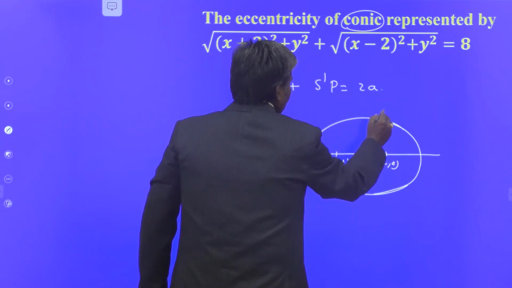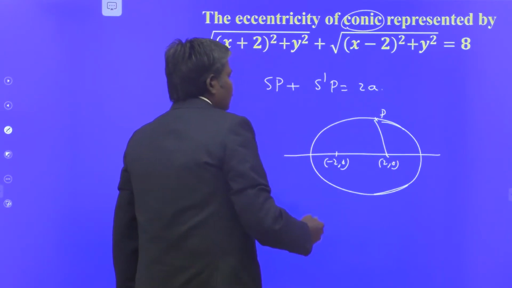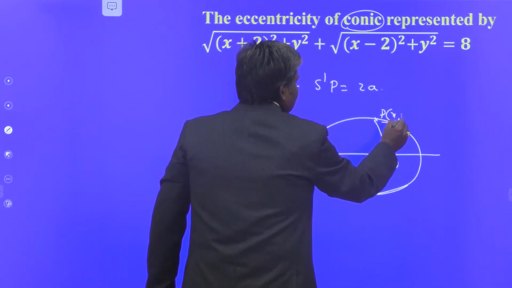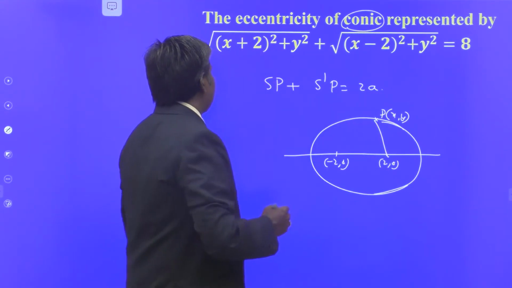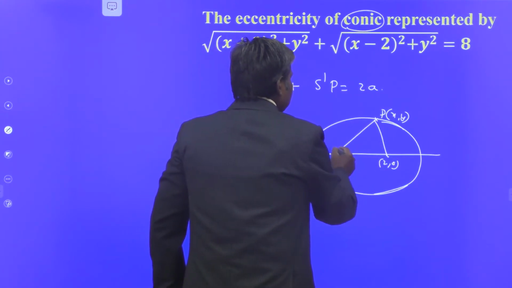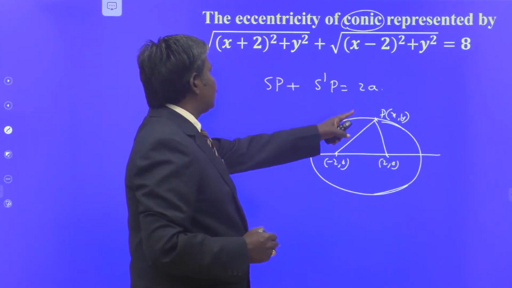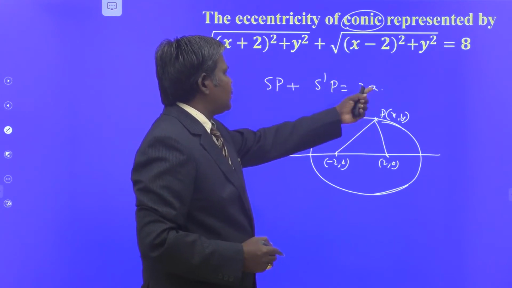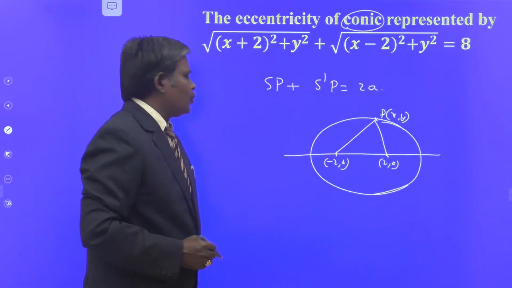One focus is at (2, 0), the other focus is at (minus 2, 0). This is the variable point. SP means what? Suppose this is the point (x, y), we mean root of (x minus 2) whole square plus (y minus 0) whole square. What is S'P? Root of (x plus 2) whole square plus y square. So SP plus S'P is equal to 2a.